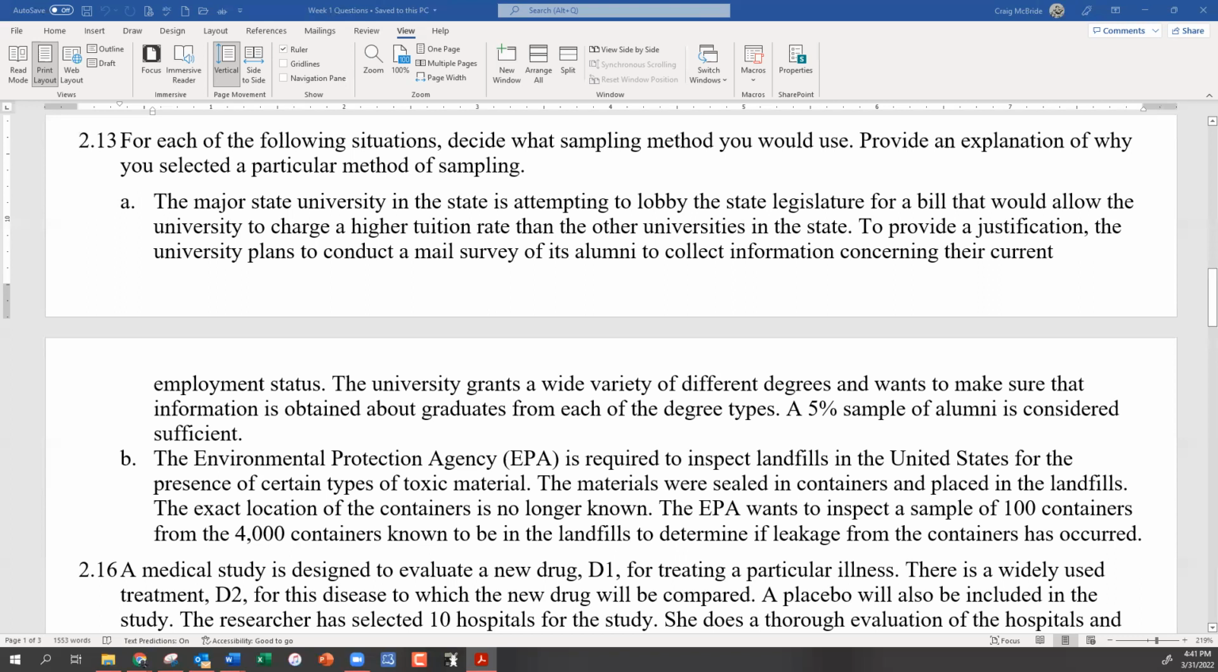The EPA is required to inspect landfills in the US for presence of certain types of toxic material. The materials were sealed in containers and placed in the landfills. The exact location of the containers is no longer known. That's the key. The EPA wants to inspect a sample of 100 containers from the 4,000 containers known to be out there in landfills to determine if leakage from the containers has occurred. How would we go about obtaining that sample?